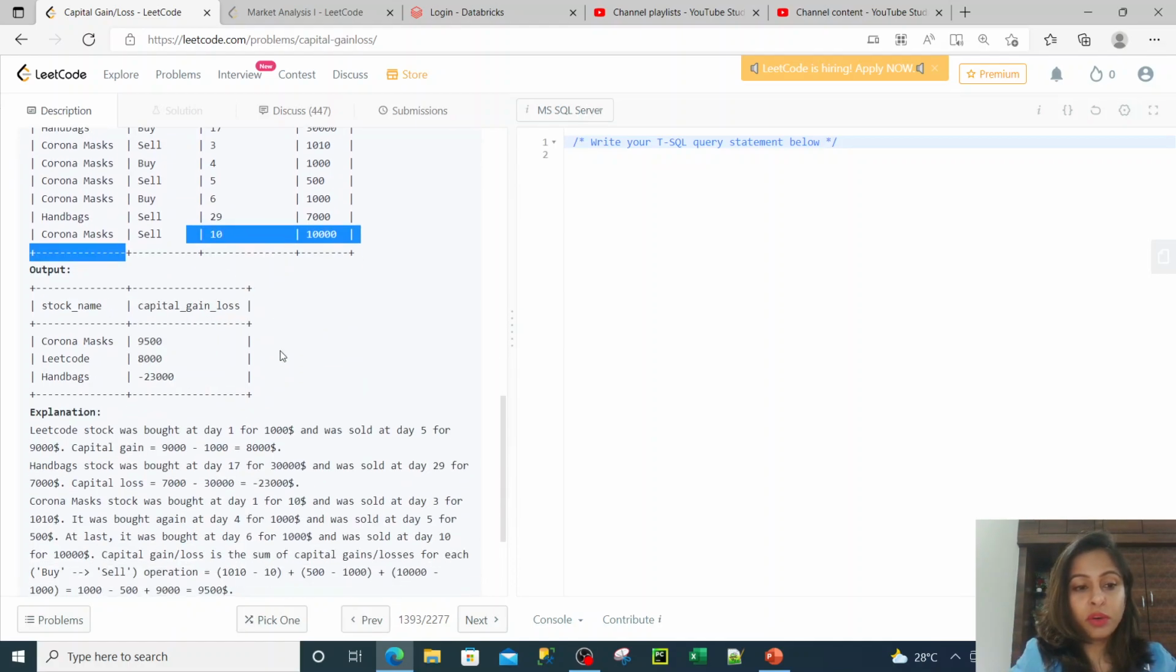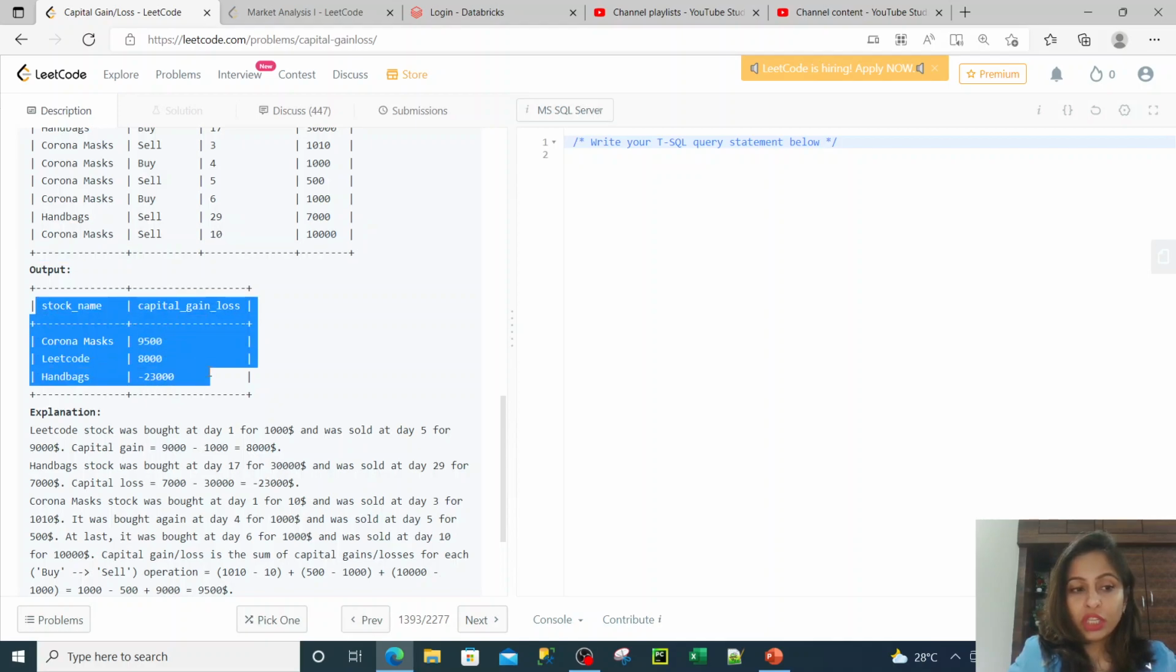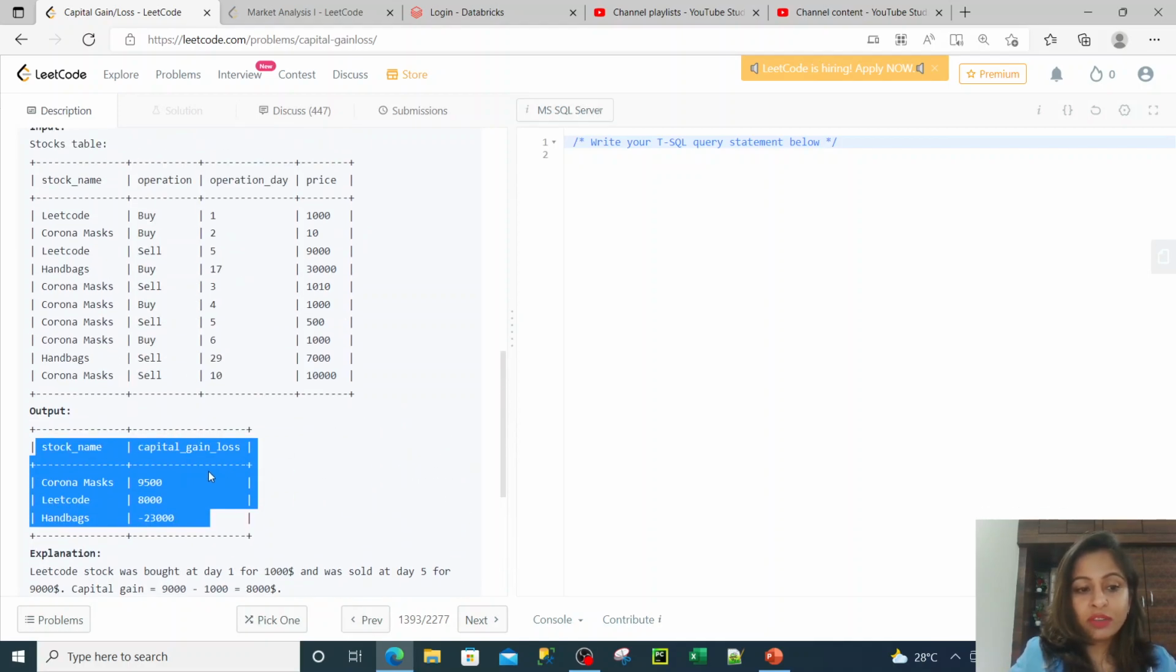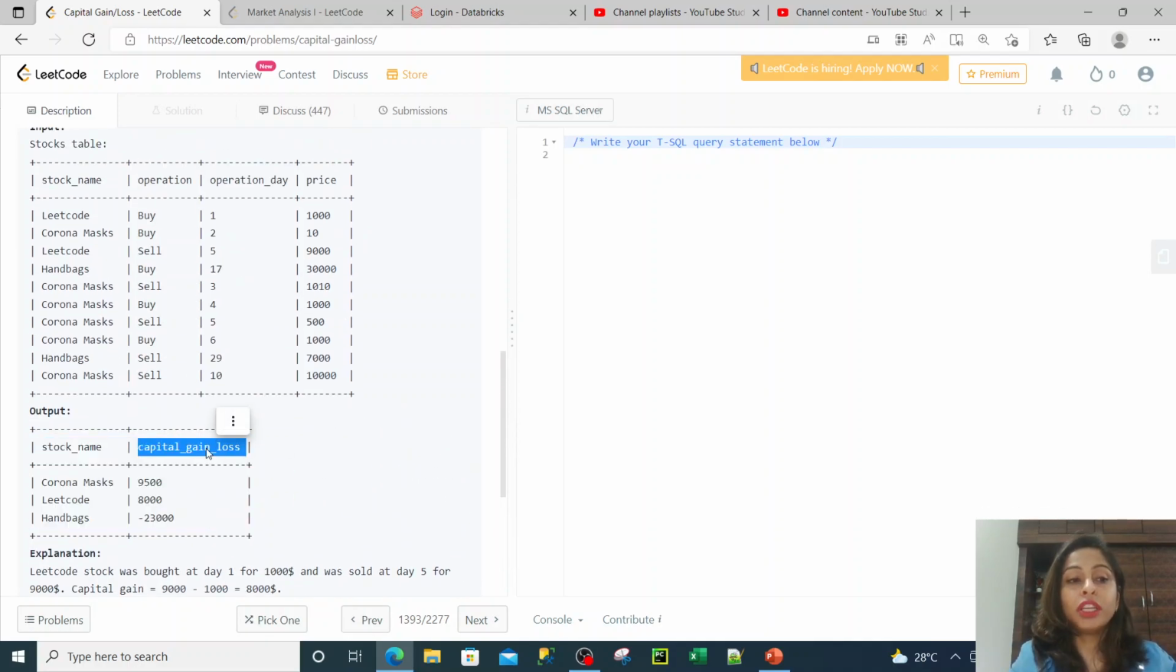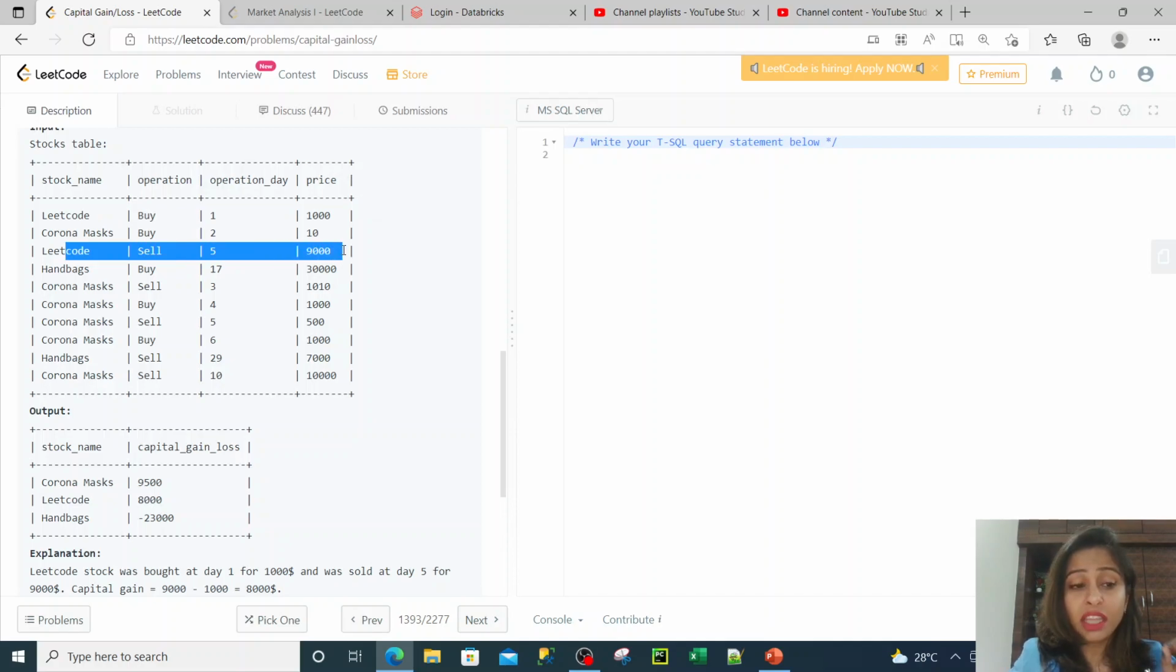Now as an output, this is what you need. You need the name of a stock as well as the capital gain or loss. For example, if you bought LeetCode at rupees 1000 and you sold it off at rupees 9000, you have essentially made a profit of 8000. That will be your capital gain or loss. Since it is a positive number, it is a capital gain. If it is a loss, it will be a negative number.